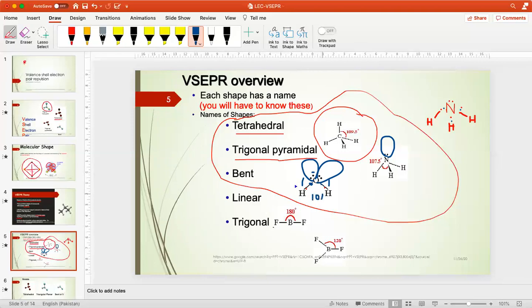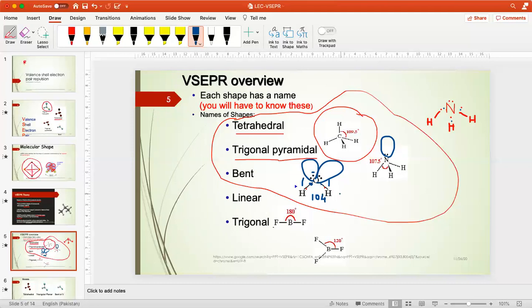104 आ जाएगा तकरीबन, right? Yeah, angle. Now again, how many total attachments are there? 4. तो original shape क्या है? Tetrahedral. And distorted shape क्या है इसकी? Bent. And what is the reason for this reduce in angle and the distorted shape? That is the presence of these 2 lone pairs.